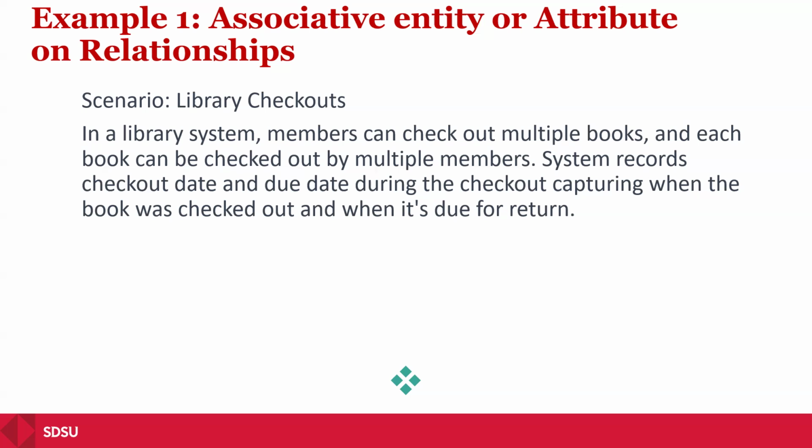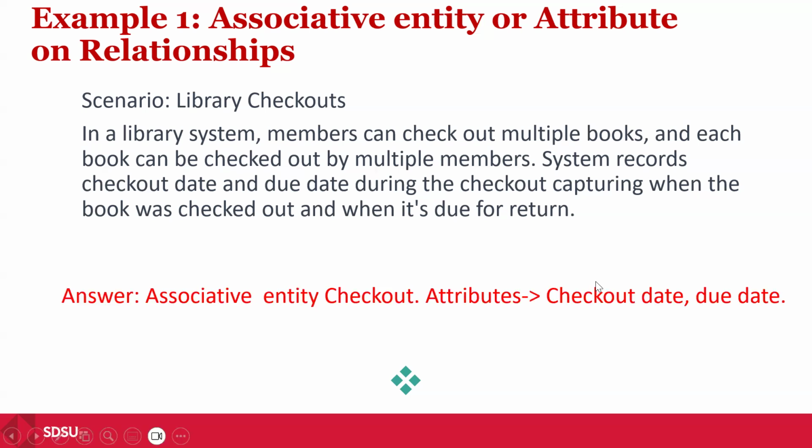Now, we have a checkout. And checkout is a relationship, right? So during checkout, we are capturing a lot of information. We are capturing due date, we are capturing return date. So in this case, we have a lot of information that we need to record. So we are going to have an associative entity for checkout because it has multiple attributes.